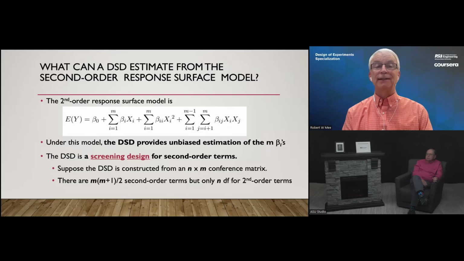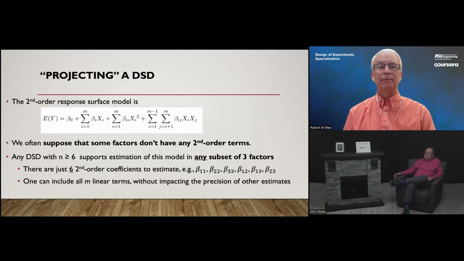First of all, it is a screening design. There's no way we're going to be able to estimate all the second order terms, or even necessarily to recognize which ones are significant. So let's see this in particular. We're going to hope that our experiment can lead us to see which few second order terms are needed. And when we do that, we're going to ignore second order terms in other factors.